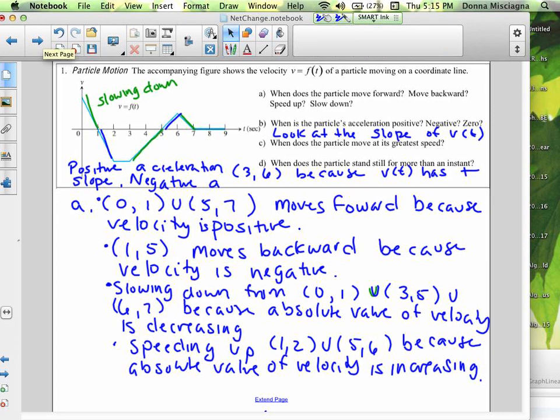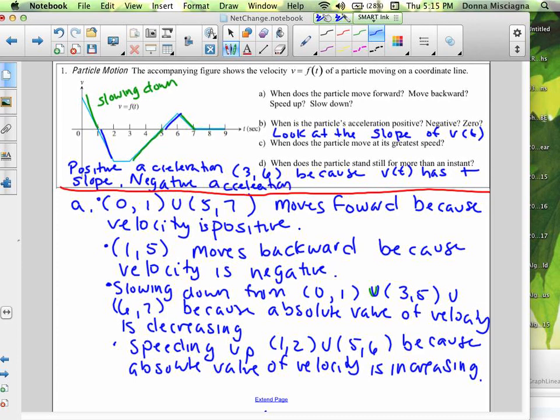Maybe I should put a line here so that those two answers don't run into one another. It's taking up a lot of space for me to write. Maybe if I write smaller. It's a little hard with these markers. Negative acceleration from 0 to 2 and from 6 to 7. And that's because v of t has negative slope.